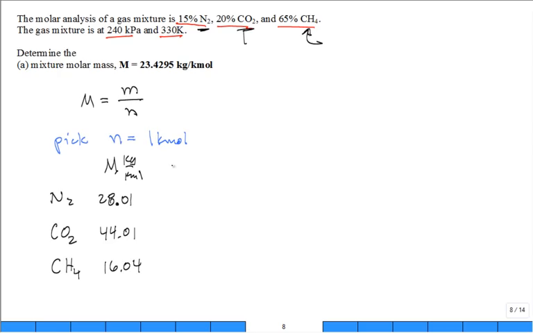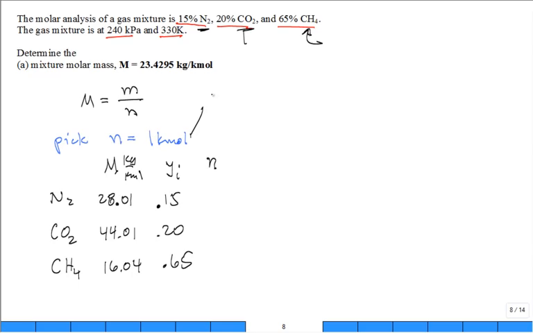Okay, you're given the Y's, the mole fractions. So what was it for this problem? 0.15, 0.20, and 0.65. If you pick that n is equal to 1, can you now calculate? This is almost too trivial. Can you tell me how many kilomoles there are of each of the species?